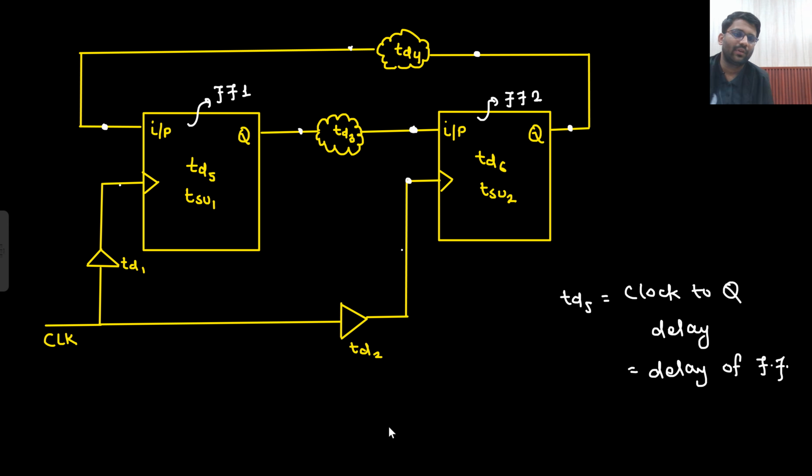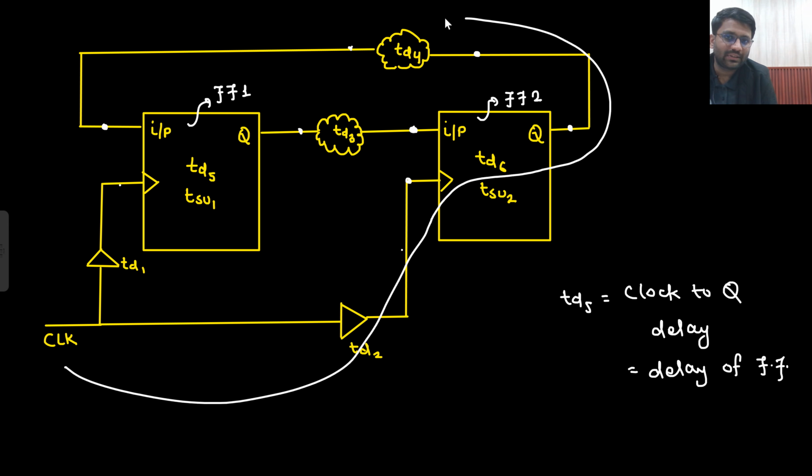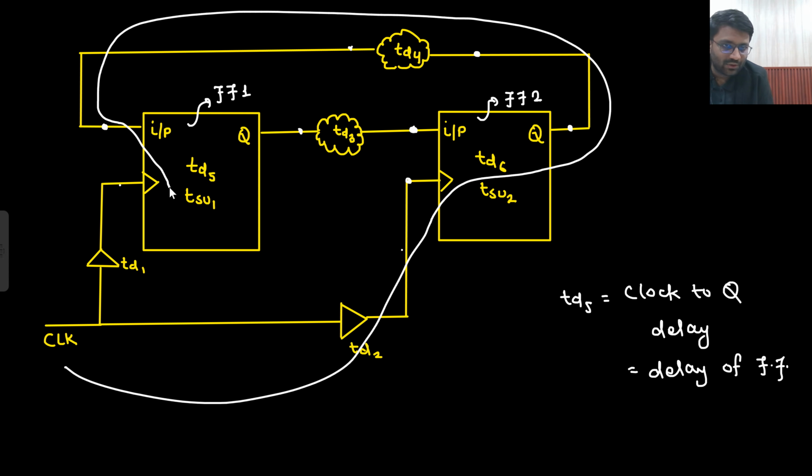Try writing it down on your own. What we need to do? We need to work TD2 plus TD6 plus TD4. Then I have reached here. Then add the setup time TSU1. Subtract this guy TD1. That's it.